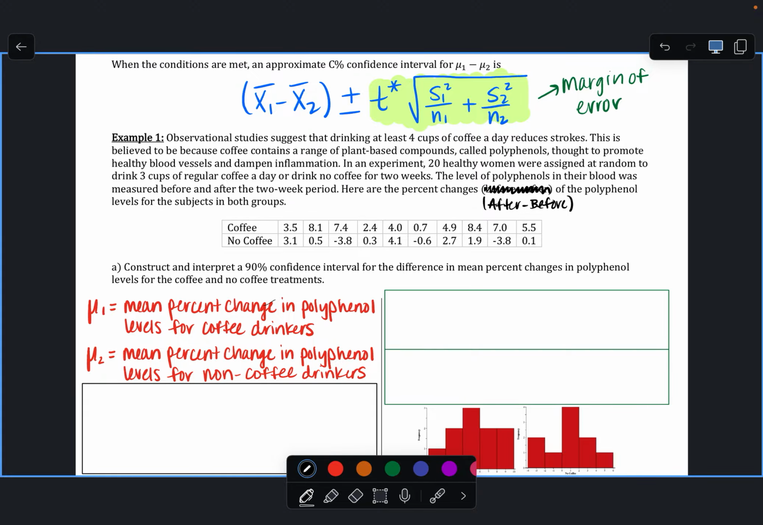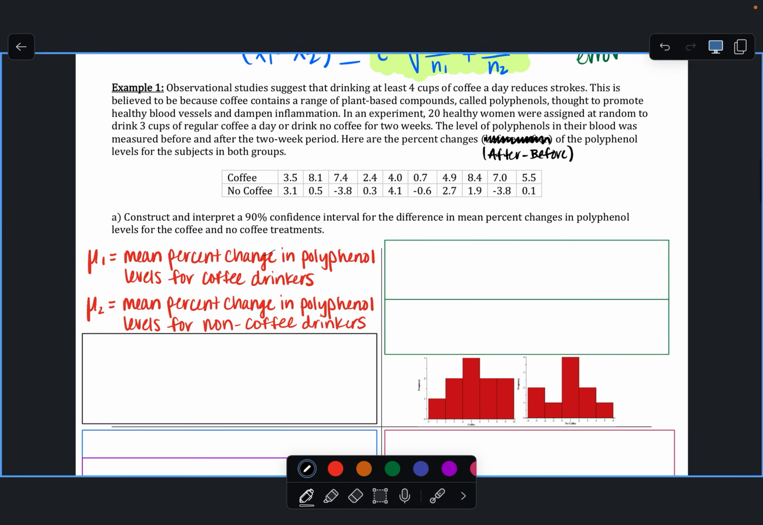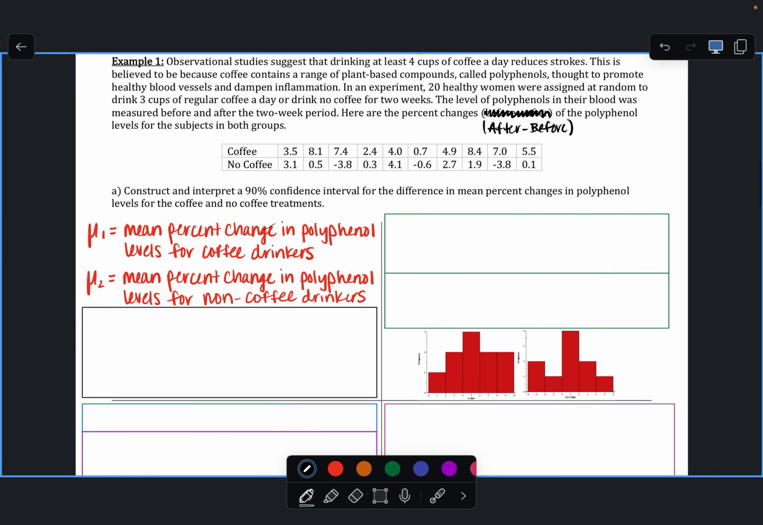The goal of this whole thing is we're trying to see if the people who drink the 3 cups of coffee a day are going to have increased levels. Is the percent change going to be higher? So when I do after minus before, I do want to see positive outcomes, because I want the after number to be bigger than the before, the smaller.